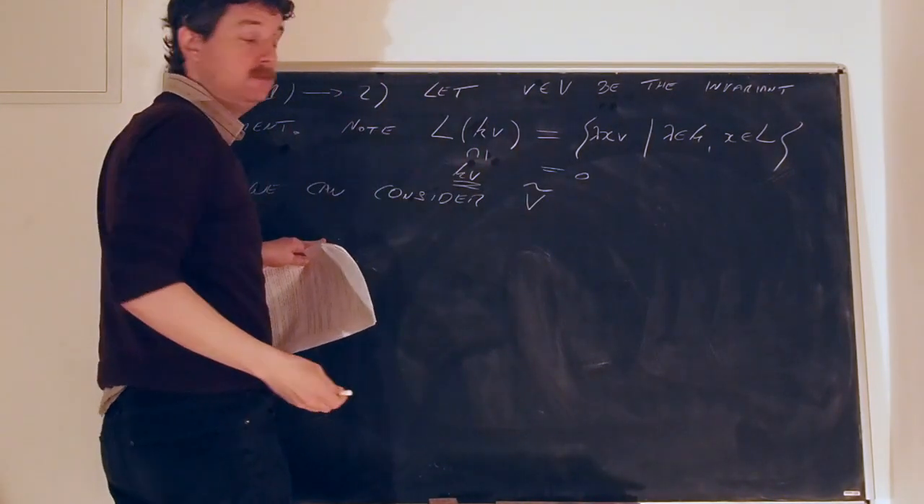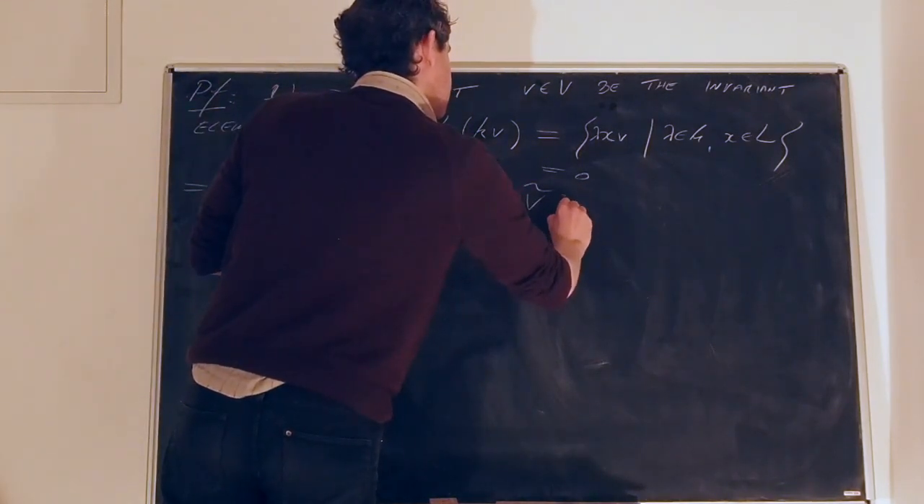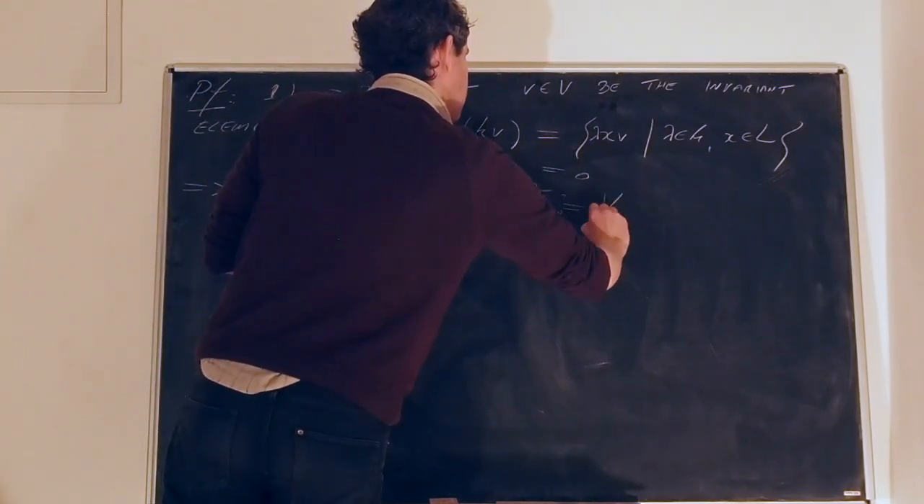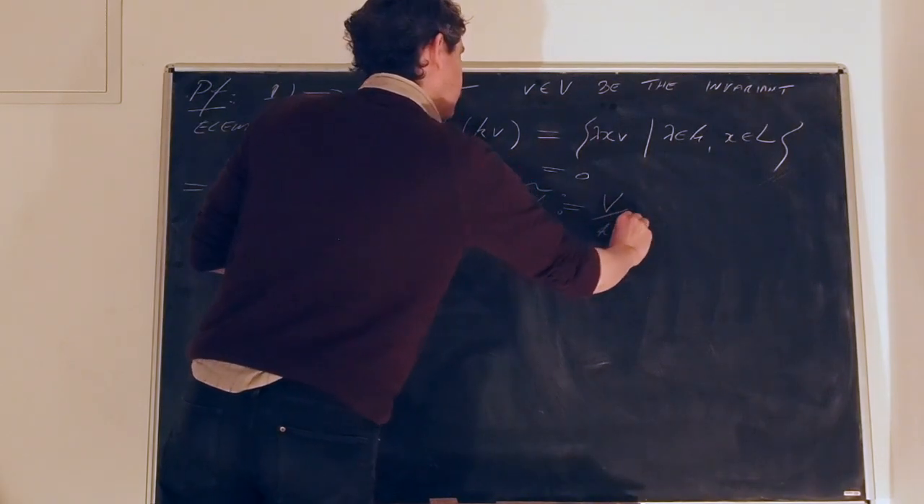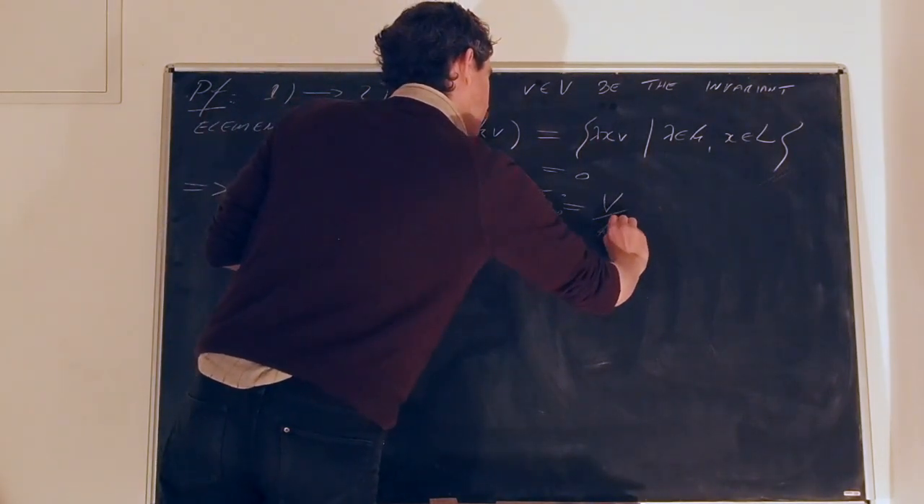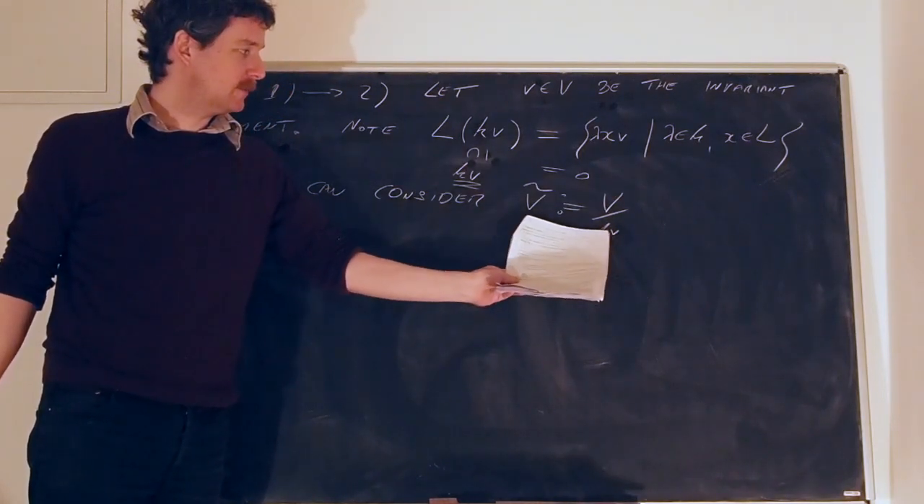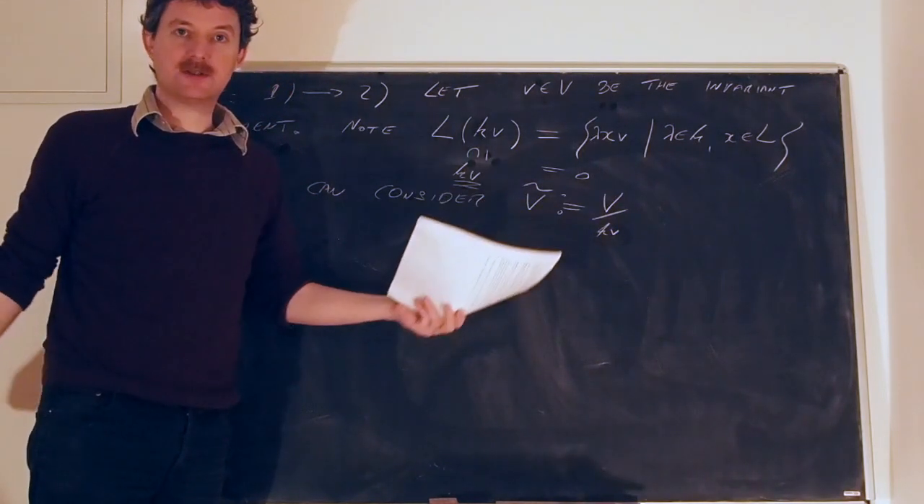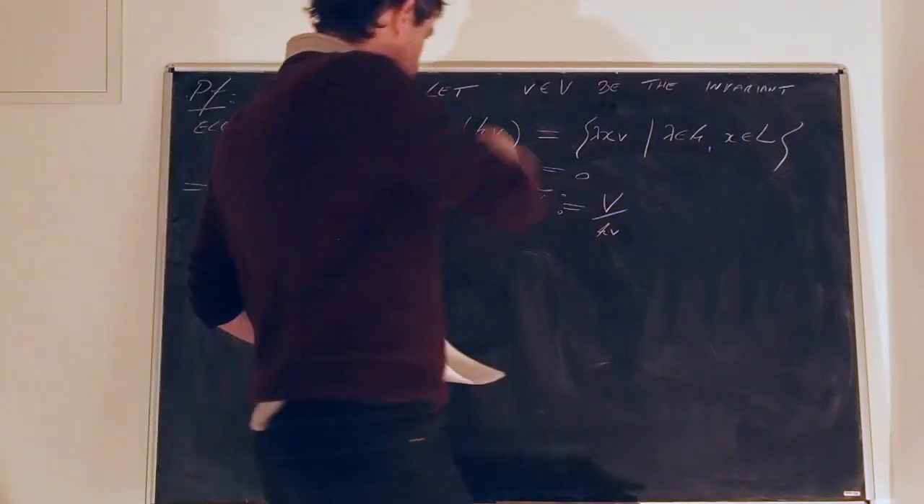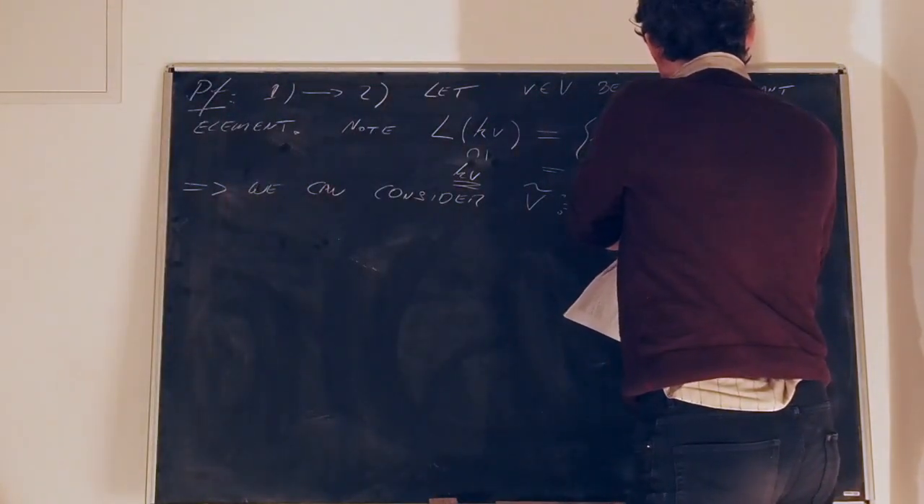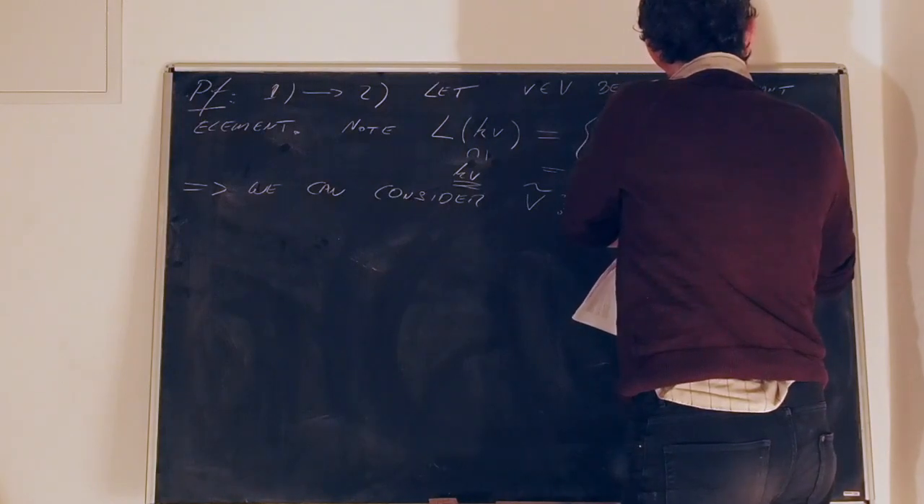So therefore, we can consider V tilde. What is it? V tilde is V quotiented by this vector space. Okay, small v, big V. This is an element, that's a subspace quotient out of the representation. The quotient.